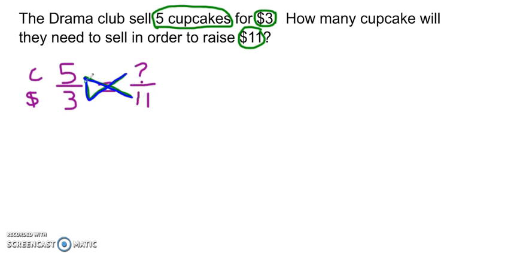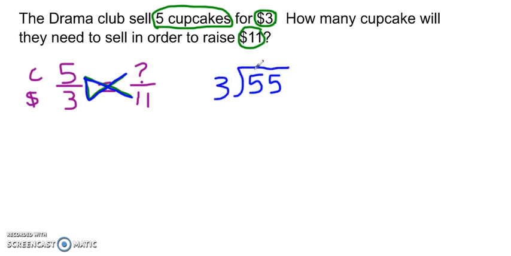So first, 11 times 5 is 55. Then I'm going to divide it by the only number that's left, which is 3. I know to multiply these two because they're the only 2 numbers that are catty-corner from each other. If I try and multiply 3, you can see that there's nothing to multiply with. So I multiply 11 times 5, and then 3 is the only thing that's left. I'm going to divide by 3.